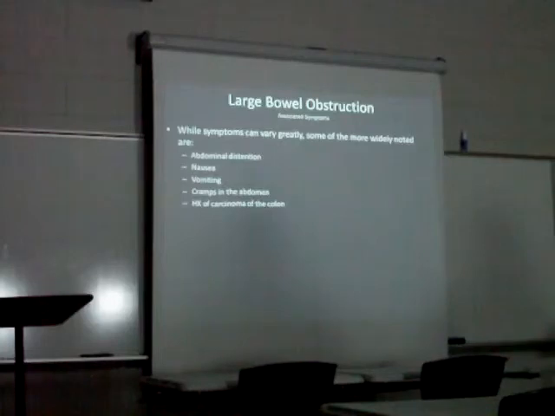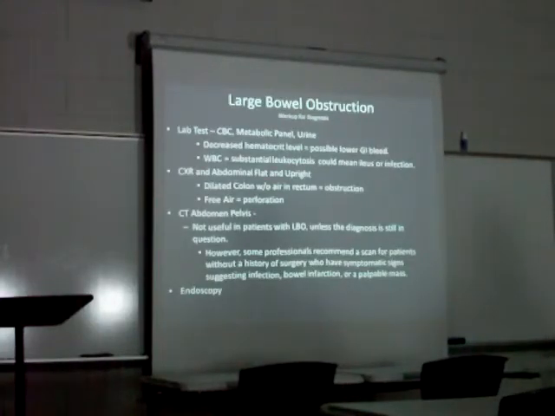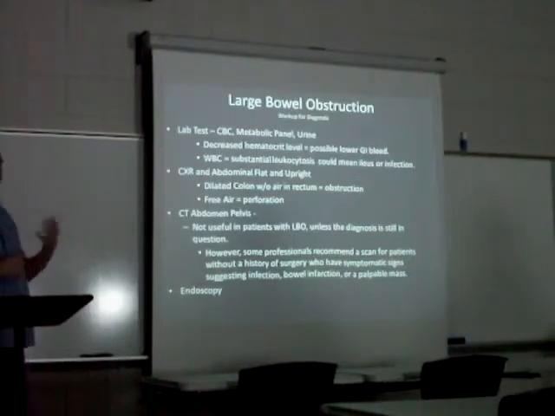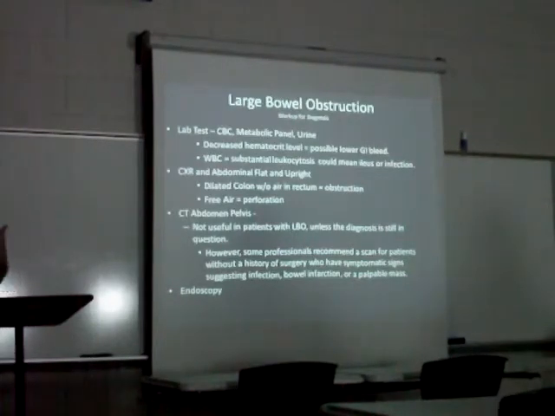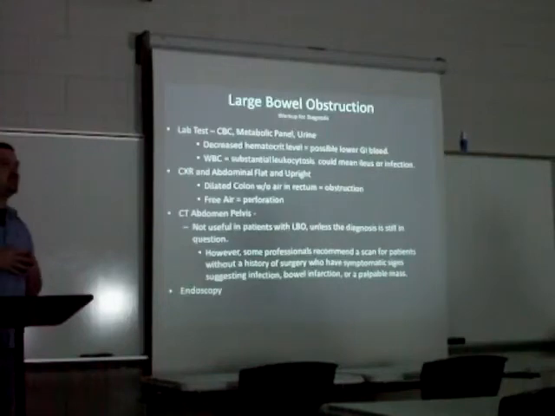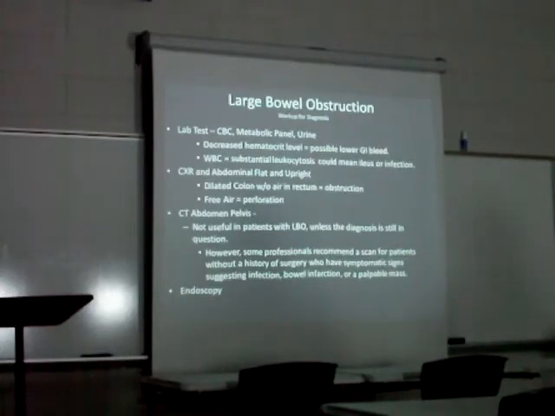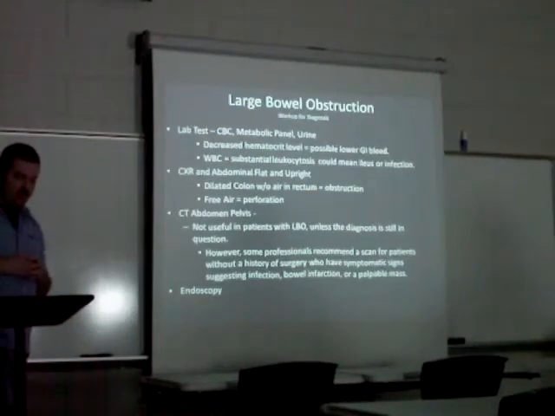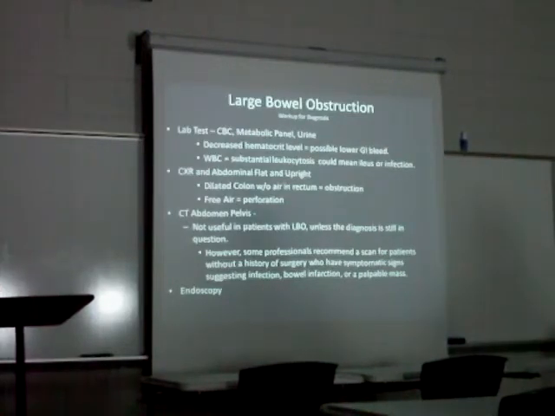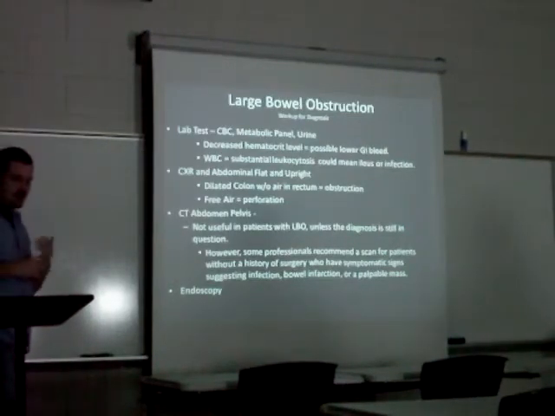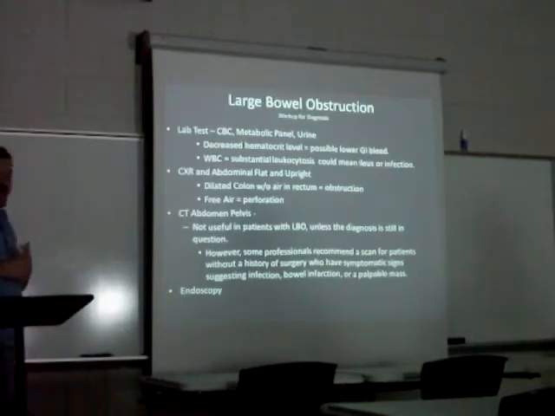a large bowel obstruction. And so we see that we can order lab tests, such as CBC, metabolic panel, and a urinalysis, and that is for the most part the same reasons that you would order them for the small bowel obstruction. With the CBC, an elevated white count would be demonstrated, among other things. Urinalysis is to rule out kidney stones, urinary tract infection, things like that. We also see that a decreased hematocrit level is possibly a lower GI bleed.